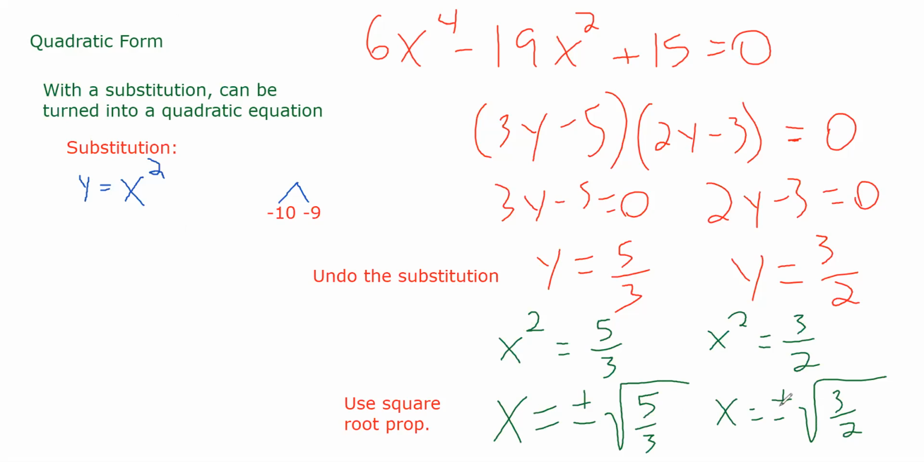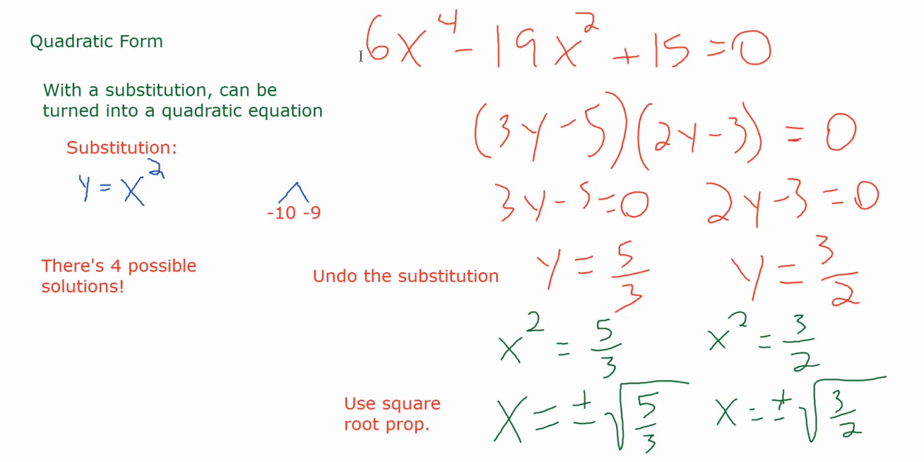So wait a minute, Josh. That means there's actually 4 possible solutions. Positive square root of 5/3. Negative square root of 5/3. Positive square root of 3/2. Negative square root of 3/2. Yeah, there's 4 solutions here. 4 different solutions. They're not going to be pretty numbers, but that's what it is. There's 4 different solutions here.